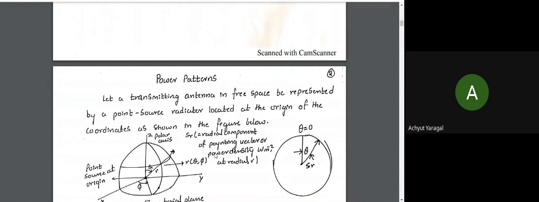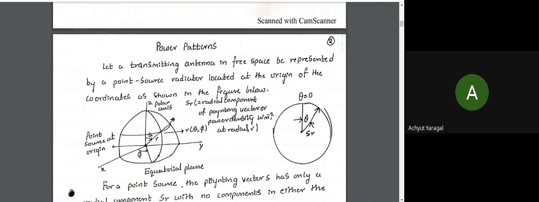Let us consider a transmitting antenna in free space, represented by a point source radiator at the origin of the coordinates, as you can see in this figure. See this point source at the origin, placed at the X, Y and Z axes. You can see theta and phi in the direction it is pointing.